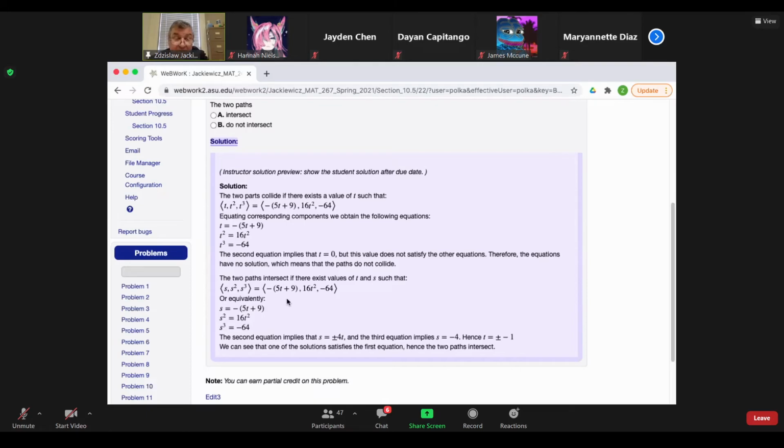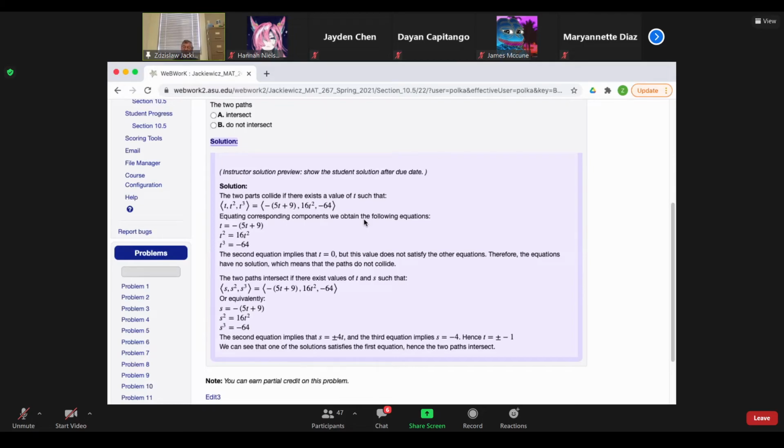So those particles, let's say if this is the movement of one particle, and this the movement of a second particle, they will reach the same point, but at different times. So there's no collision, but the paths will intersect. Okay, so this is problem 22.